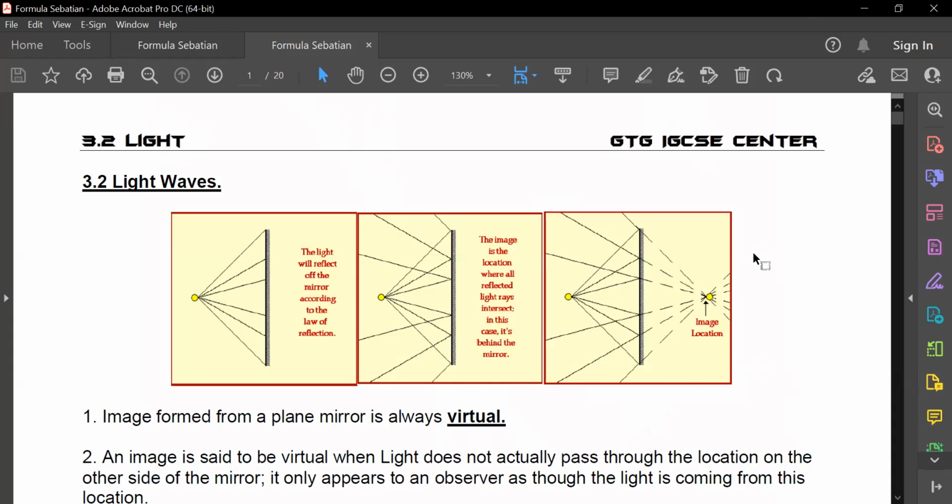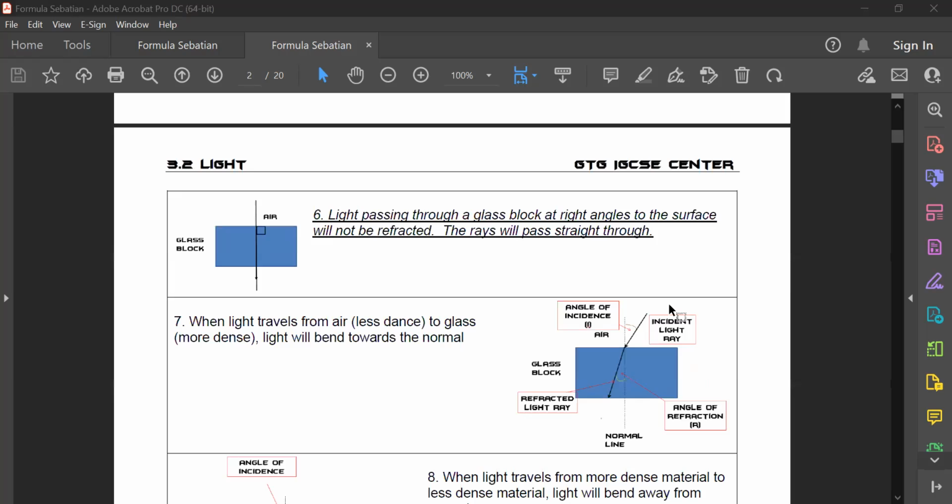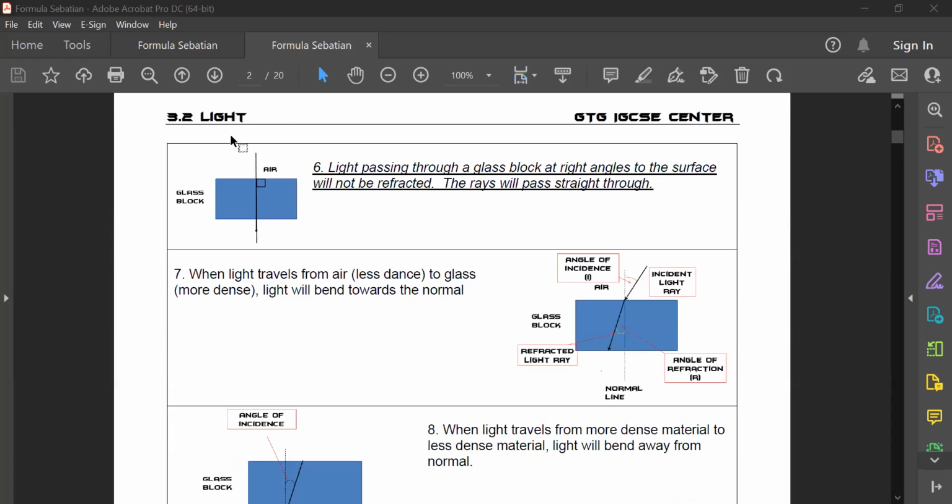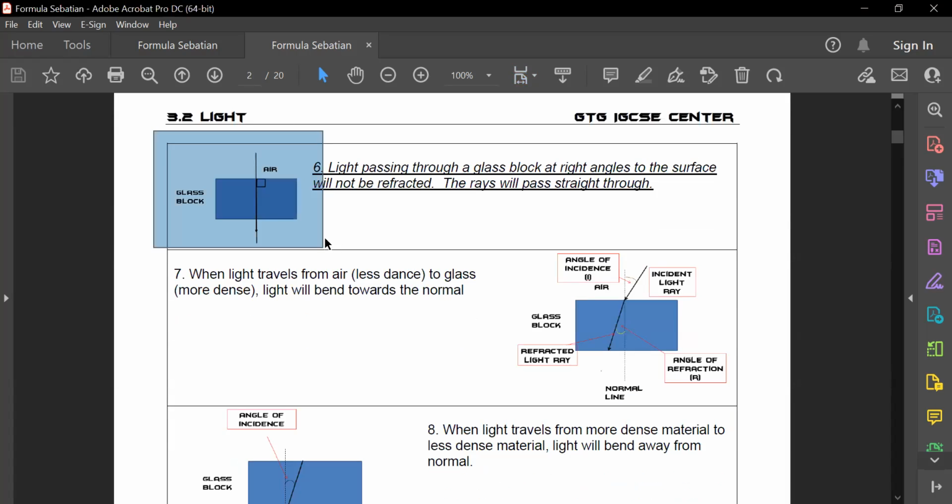Okay, guys. So if you look here, these are the first things you need to know. Basically, look at this first example here. This is the one I talked about. If the light ray enters directly perpendicular to the surface, no refraction occurs. So if you look at the statement here, light passing through a glass block at right angles to the surface will not be refracted. The rays will pass straight through.